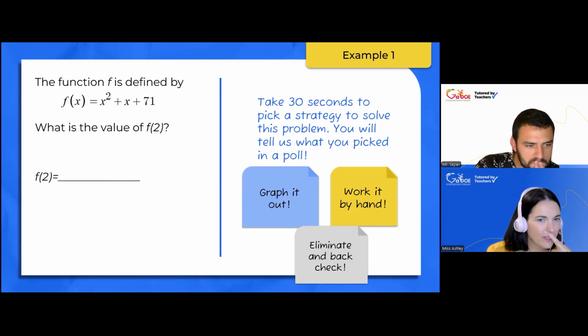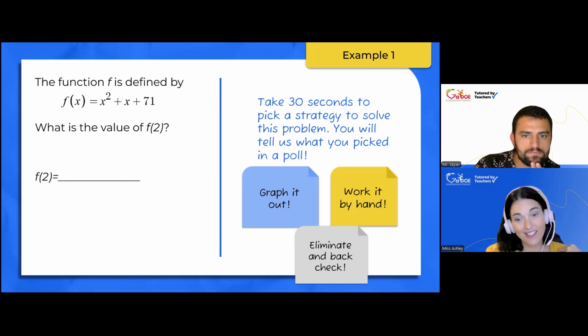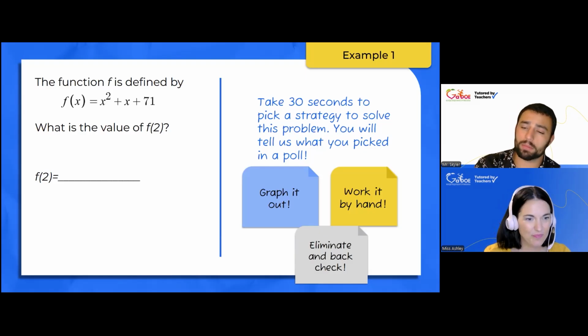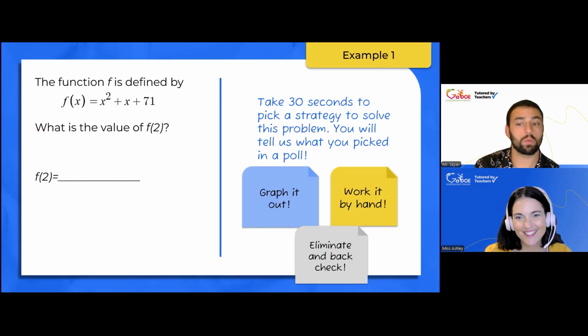Maybe I would say work it by hand. I love working things by hand, though. I'm a big eliminate and back check guy. I like Desmos too, but with eliminate and back check, I don't have to do all the work. I don't like doing all the work if I don't have to.